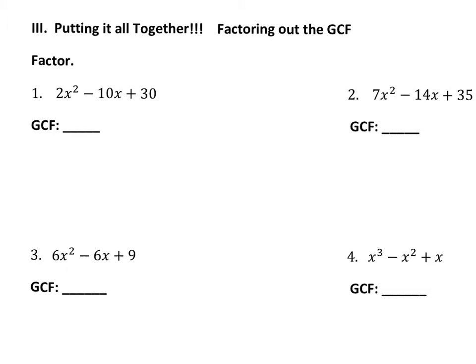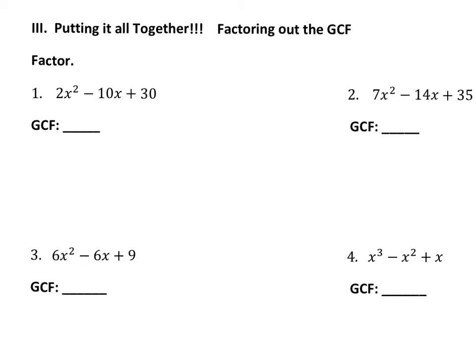Okay, for this last video for 8.5, this is the bulk of what we're going to do. As you see, the title for the third section is putting it all together. We're going to factor out the GCF, and then you're going to see how it's really going to be the opposite of the distributive property. It's going to be the opposite of multiplying polynomials.